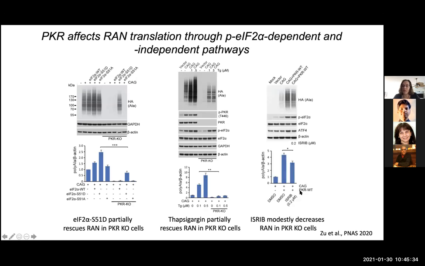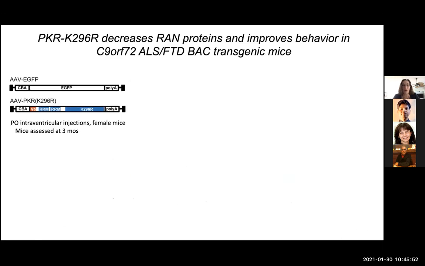And this ISRIB, the integrated stress response inhibitor, is another strategy to try to inhibit the effects of the integrated stress response. And we get a partial decrease in RAN protein levels, but not nearly as much as we do when we target the PKR pathway. So I'll go through this pretty quickly. We have a mouse. We use the dominant negative PKR in an AAV strategy to test if inhibiting the PKR pathway in vivo would improve behavior in the mice.